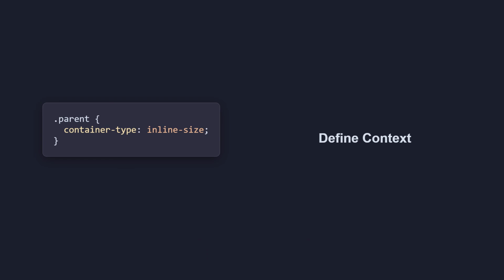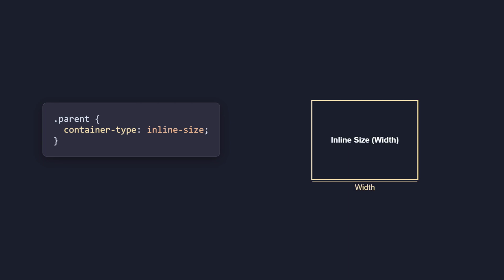Container queries require defining a containment context on the parent element. Use the container shorthand property for this definition. The syntax is container name/type. The container type property specifies which dimensions are queried. Inline-size queries the horizontal dimension, which is the container's width.